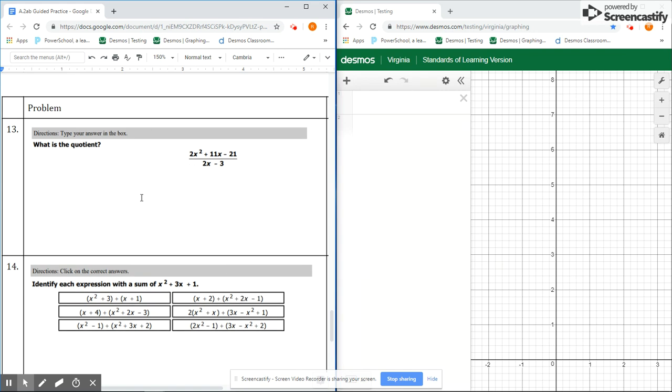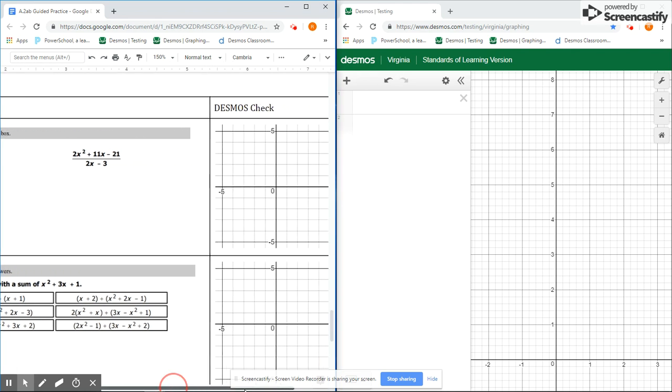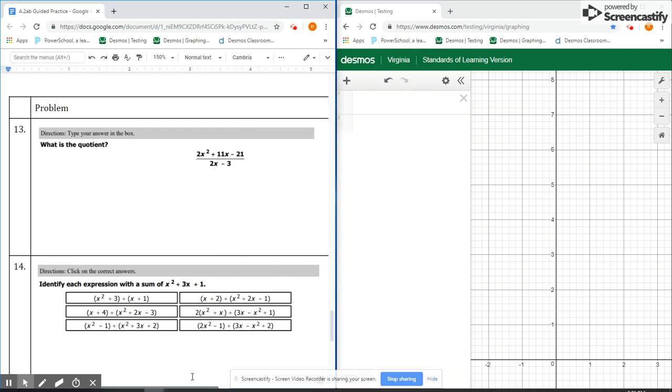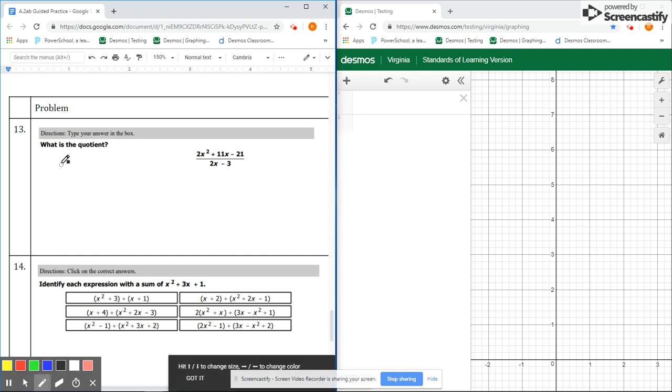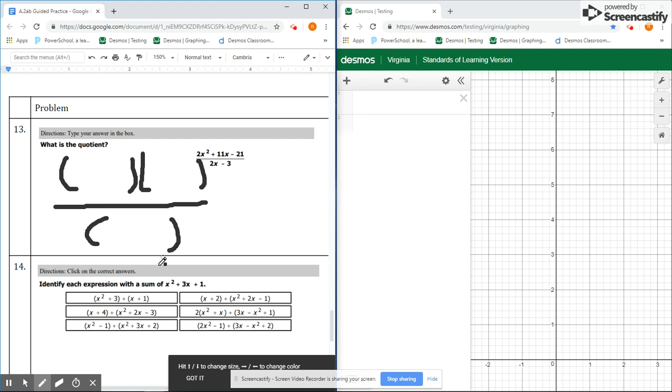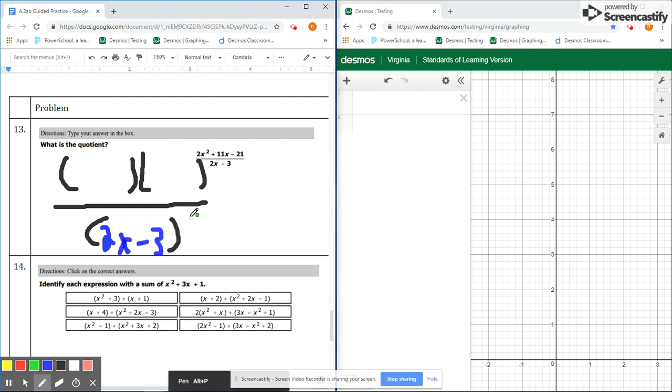All right, number 13, what is the quotient? So this one, we cannot use Desmos, all right? We could check it on the screen here when we get the answer, but we can't use Desmos, just type it in because it's asking us what is the same as the quotient, all right? So what we're going to need to do is factor the numerator and hope that it cancels out with the denominator, all right? So in our denominator here, we have 2x minus 3, and we need to factor the numerator.